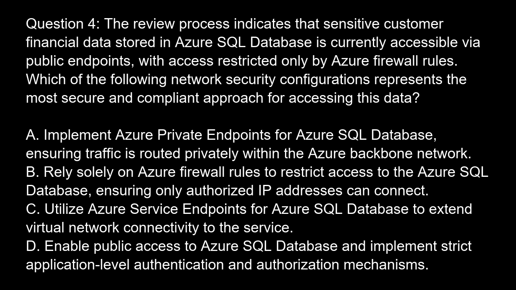Option A. Implement Azure Private Endpoints for Azure SQL database, ensuring traffic is routed privately within the Azure backbone network. Option B. Rely solely on Azure firewall rules to restrict access to the Azure SQL database, ensuring only authorized IP addresses can connect. Option C. Utilize Azure Service Endpoints for Azure SQL database to extend virtual network connectivity to the service. Option D. Enable public access to Azure SQL database and implement strict application-level authentication and authorization mechanisms.